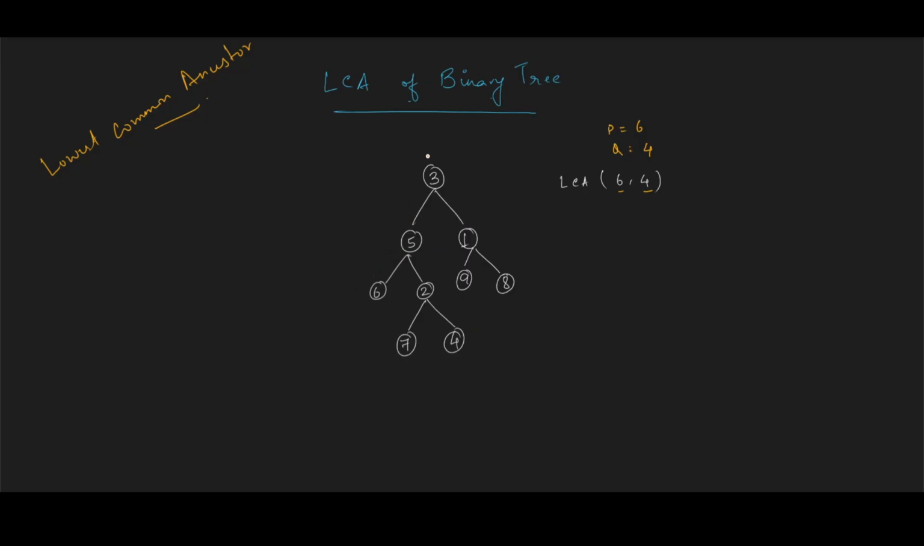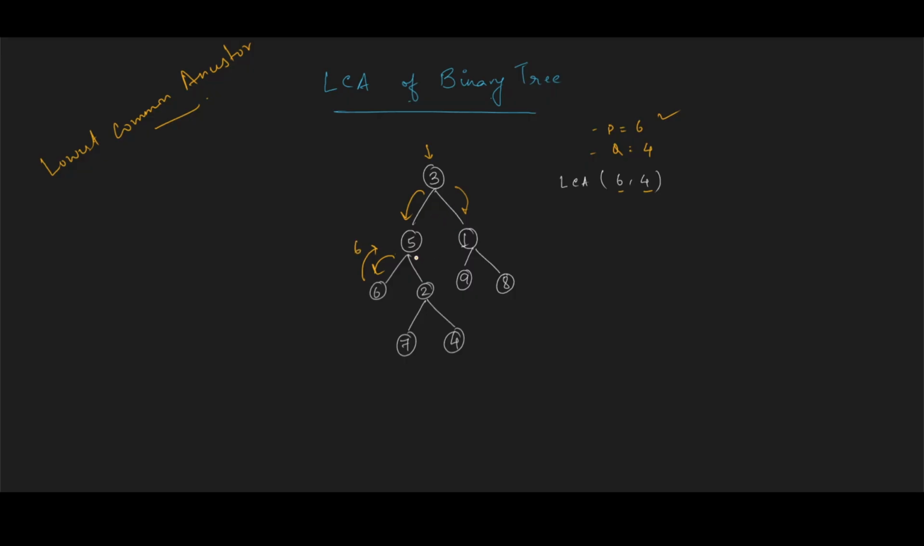Now let us try to find the LCA with our set conditions here. We are at 3. Is 3 equal to P or Q? No, we recursively go to the left and right. First we go to the left. We are at 5. Is 5 equal to P or Q? No, 5 does not match our targets, so we go further. We recursively go deeper to the left. We are at 6. Is 6 equal to our targets? Yes, 6 is equal to P. We simply return 6 from here.